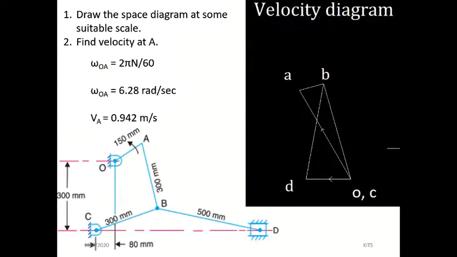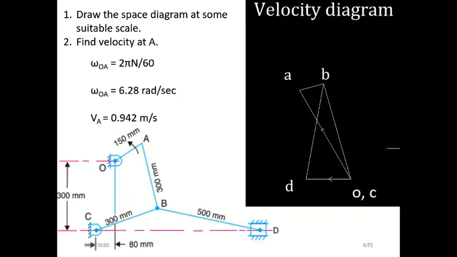See, scaling is your choice. You can keep 1 centimeter equal to 0.1 meter per second, or you can keep 1 centimeter equal to 0.5 meter per second, or you can keep it as it is. But that is your choice. But I am telling you, if you choose the scale like this, the diagram will be somewhat larger and it will fit inside the sheet and you can find the answer easily. That's why I have fixed the scale as 1 centimeter equal to 0.1 meter per second.